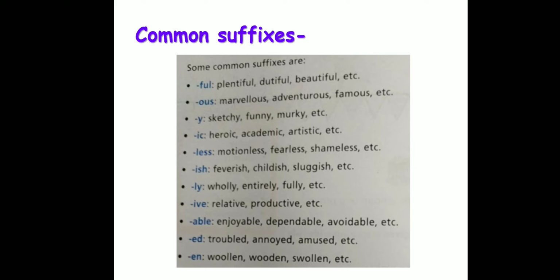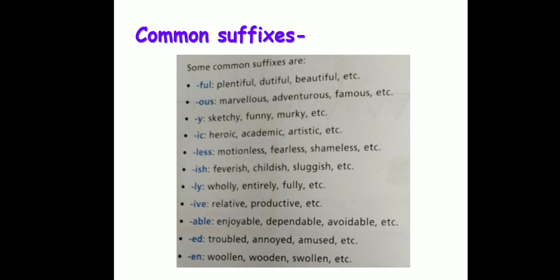Troubled. So when you add ed, troubled. The girl is troubled means she has a lot of problems. Annoyed: I am annoyed by you. So I am annoyed. Annoyed tells about my condition. So annoyed is an adjective. Amused: I'm amused to see such a beautiful painting. Again, amused is also an adjective. See, all these words, troubled, annoyed, and amused, have been formed from verbs.